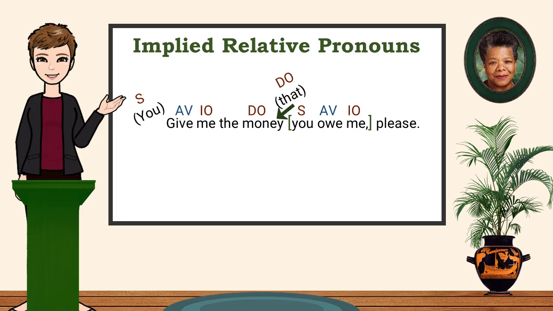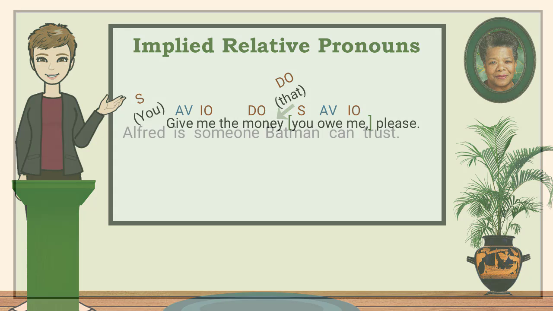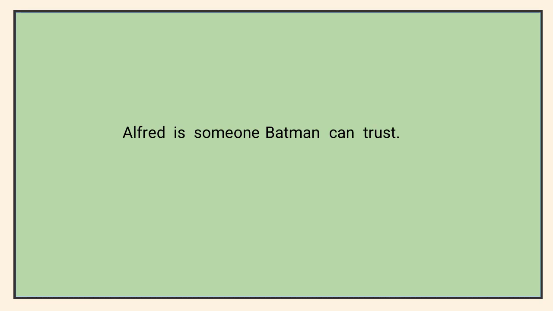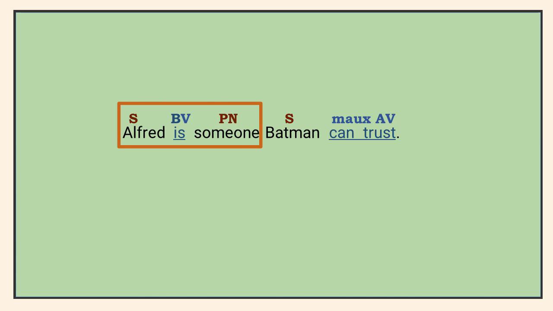stands in for money, and serves as the direct object in its clause. Let's look at a few more examples. What are the two subject-verb combinations in this sentence? When we parse the sentence, we have two clauses. Alfred is someone, a pattern 2, and Batman can't trust, a seeming pattern 4.